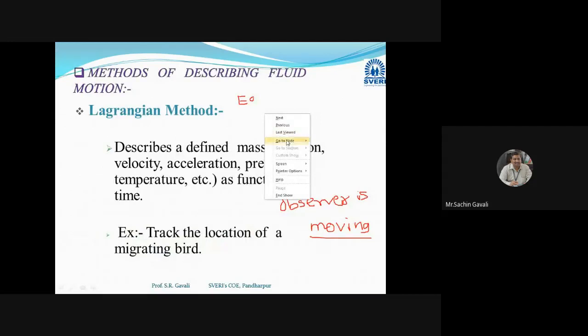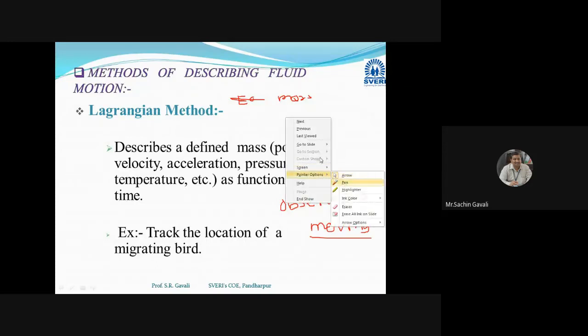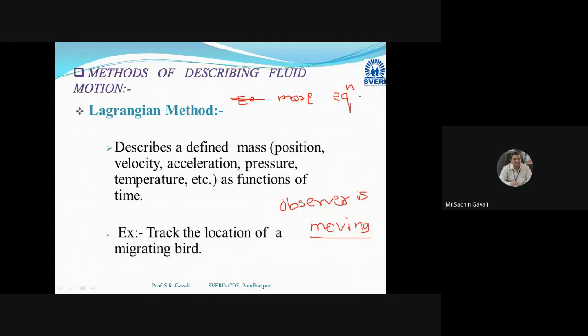Equations will definitely be more, more equations, more mathematics involved. Therefore, more equations are involved in this particular Lagrangian method, and therefore this Lagrangian method is considered cumbersome. Cumbersome means it is considered complex, because too many equations are there.